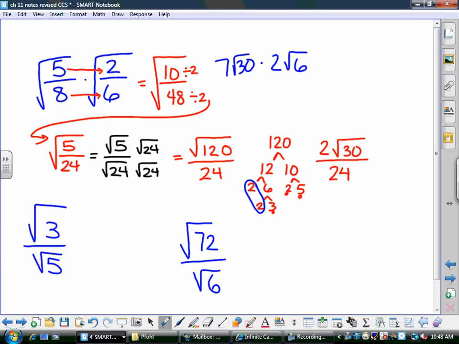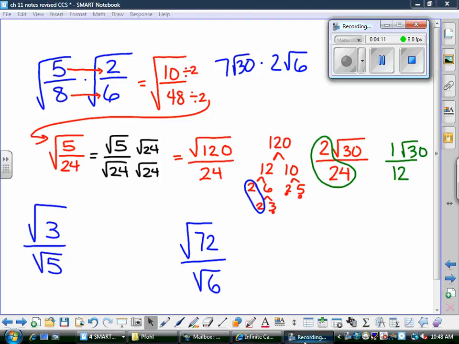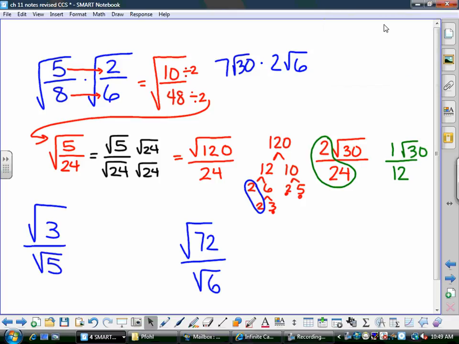The bottom is still 24, so this one's basically done. The last thing I'm going to do is reduce the 2 over 24 and make it 1/12. The square root of 30 is going to stay there. Right. So that was all for this first problem.